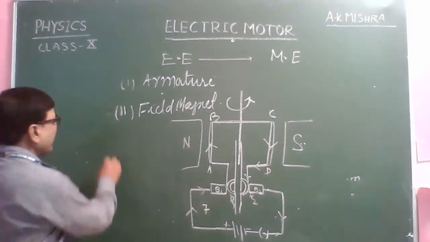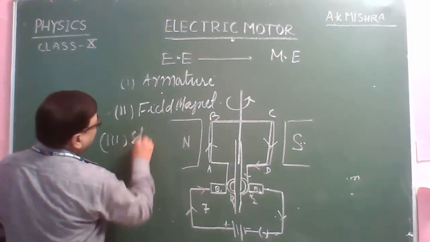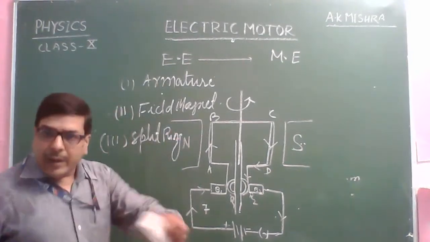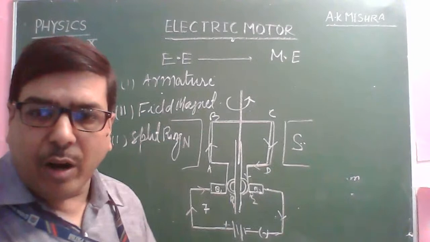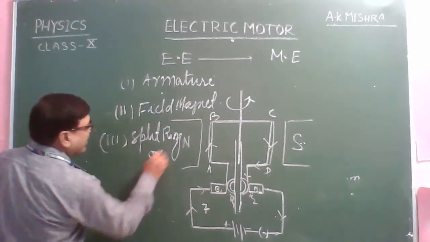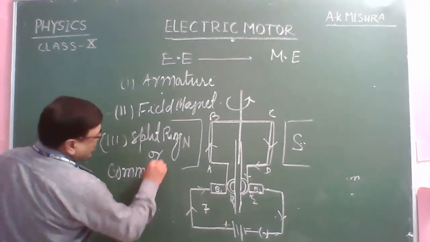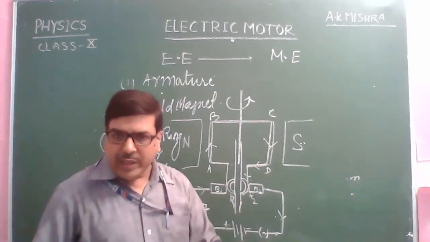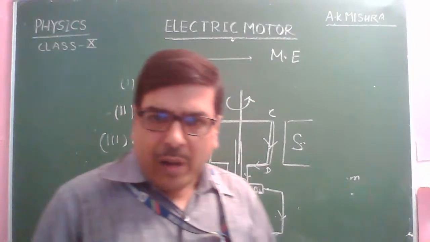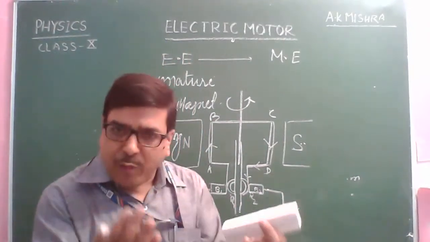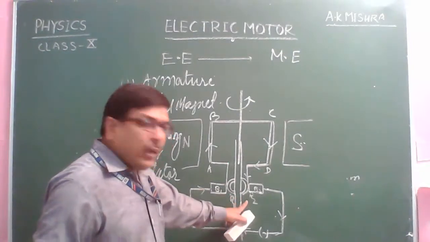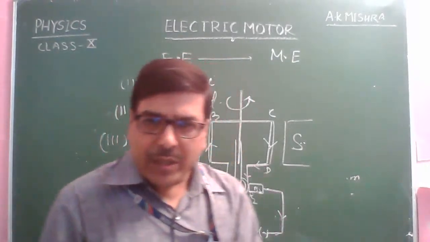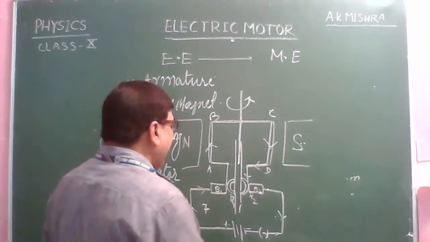Third is the split ring. In a motor, it behaves as a commutator, so we will write commutator. The commutator is a metallic device whose shape is half of a ring, fixed in such a way that it is arranged on the axle.